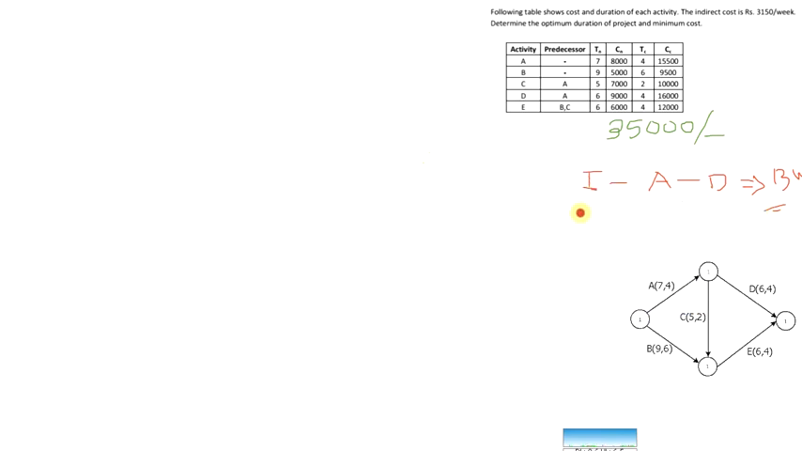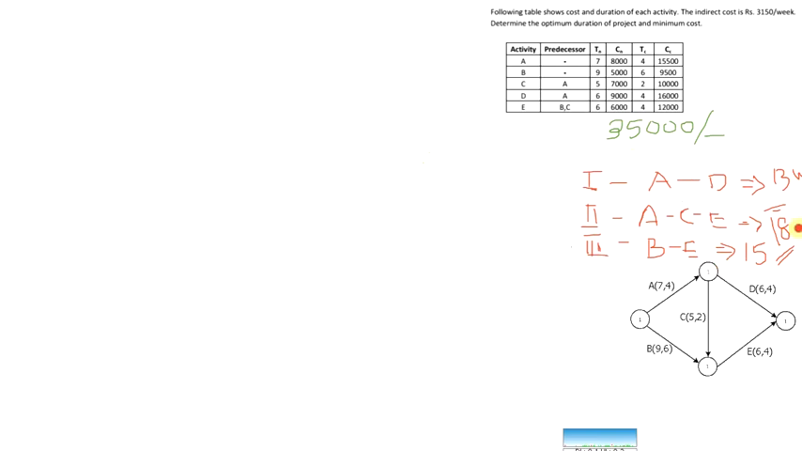Then the second path is A, C and E, and its project duration will be 7 plus 5, 12, plus 6, 18 weeks. 18 weeks will be the project duration for the second path, that is A, C, E. And the third path will be B, E, and its project duration will be 9 plus 6, equal to 15.